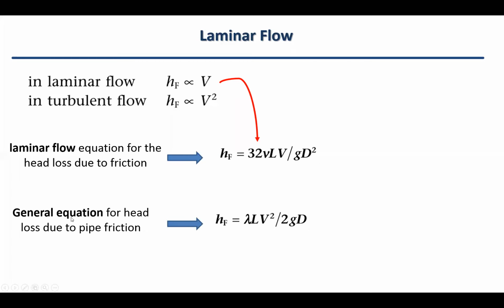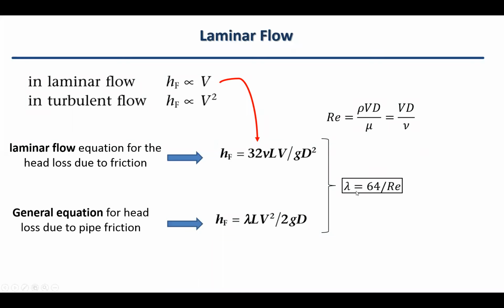The general equation for the head loss due to friction is hf = lambda L V squared over 2gD. If we equate the right-hand sides, simplify, and replace the Reynolds number, rho V d over mu or V d over nu, in the resultant equation, we get lambda equal to 64 over Reynolds. So this is the inverse relationship between lambda and Reynolds for laminar flow.